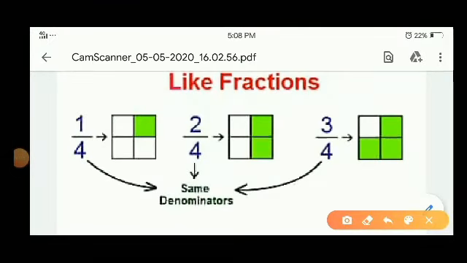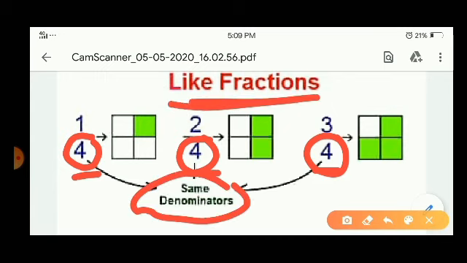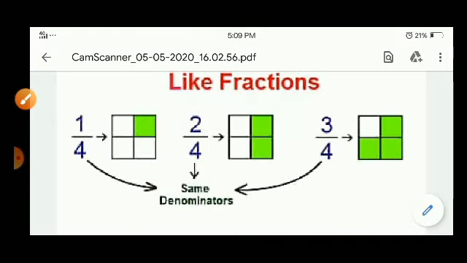See, here are 3 fractions: 1 upon 4, 2 upon 4, 3 upon 4. In the first fraction 4 is your denominator, in the second 4, in the third also 4 is your denominator. So the 3 fractions are having the same denominators. So the fractions with the same denominator are called like fractions.